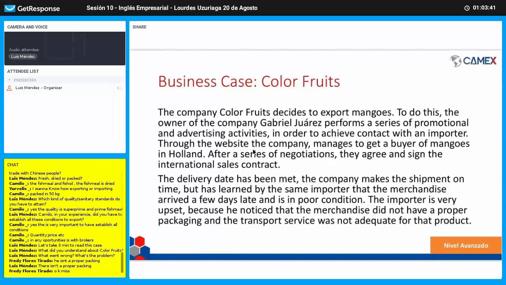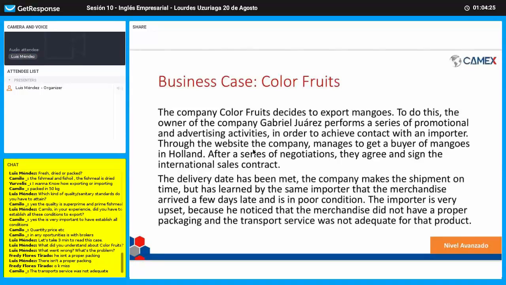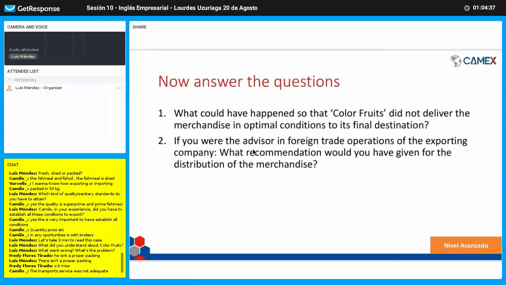Okay, so yeah, it seems that the packing is one of the most difficult issues here, but what else? Which is the other problem that they have? Come on, people, in the chat box. Service was not adequate. Okay, yeah, you are all right. Okay, thank you for your answers. So let's answer these two questions.